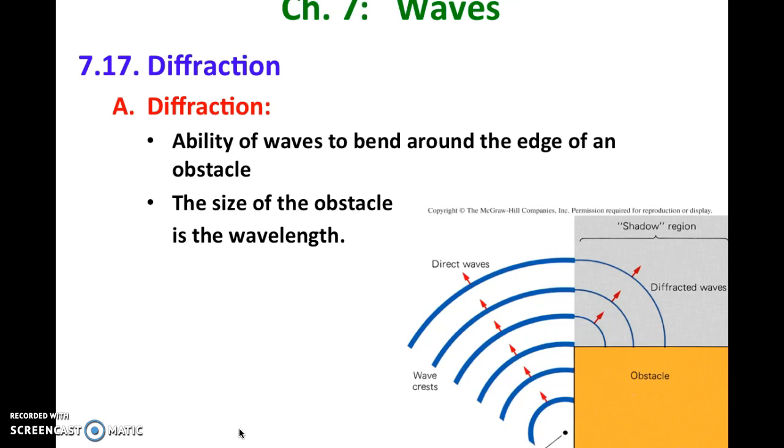The ability of waves to bend around the edge of an obstacle is called diffraction. When the wavelength is about the size of an obstacle, a significant diffraction is possible. Light can be diffracted by a slit. Sound can be diffracted by a building. So if somebody speaks in one room, somebody else can hear the sound outside.